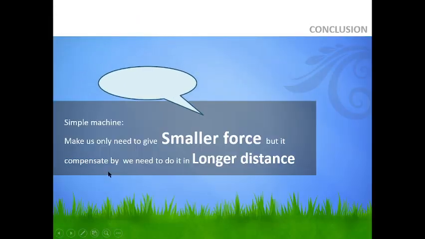Okay, so that is the conclusion. A simple machine makes us only need to give a smaller force, but the compensation is we need to do it over a longer distance. It means the energy is still the same, and it applies the law of energy conservation. Energy cannot be created, energy cannot be lost, and the energy needed is still the same.